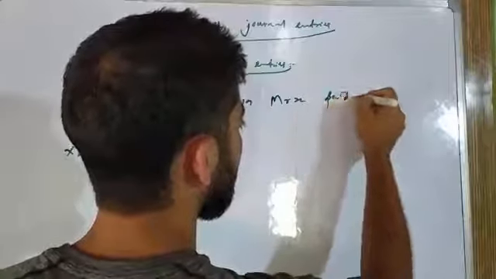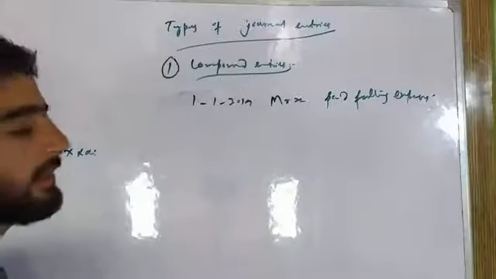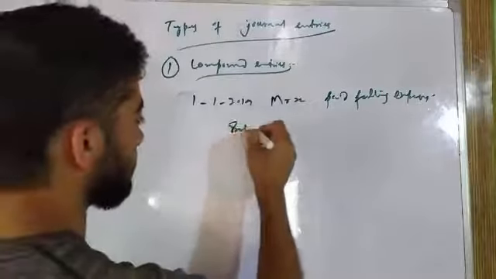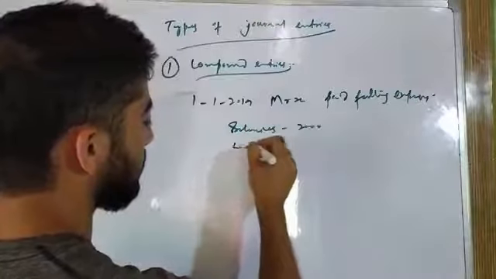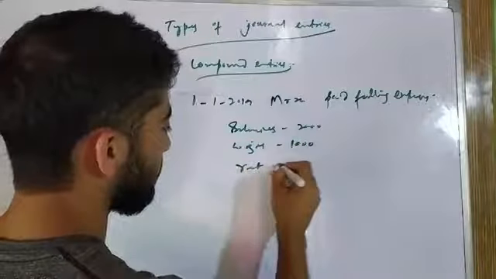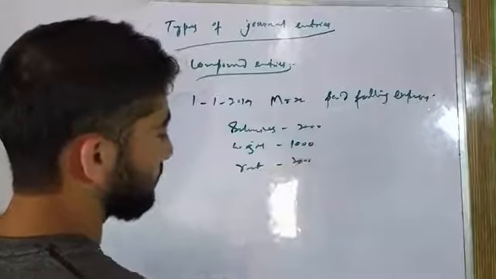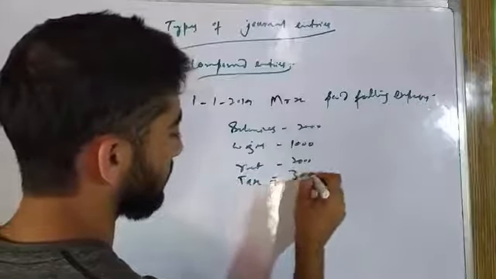paid the following expenses. On 1st January 2019, Mr. Akas paid the following expenses: salaries 2,000, wages 1,000, rent 2,000, tax 3,000.